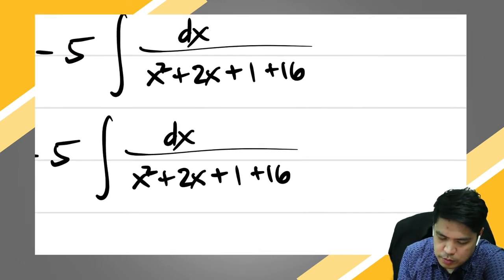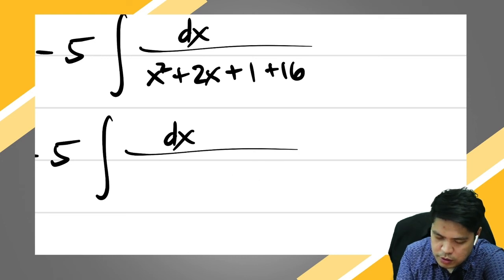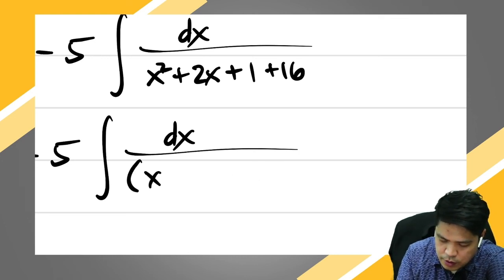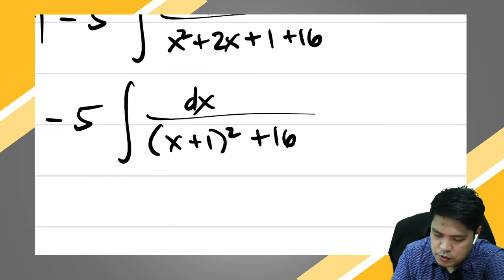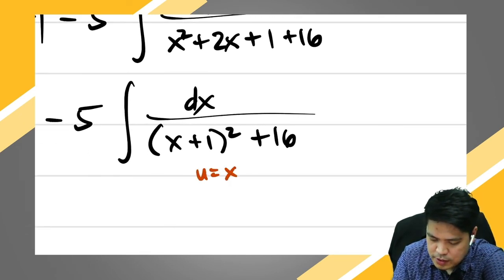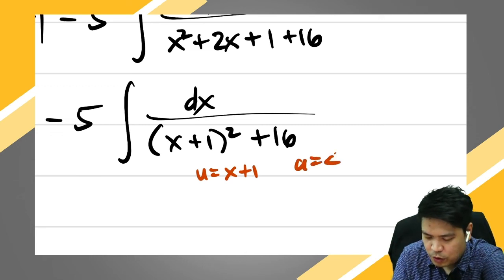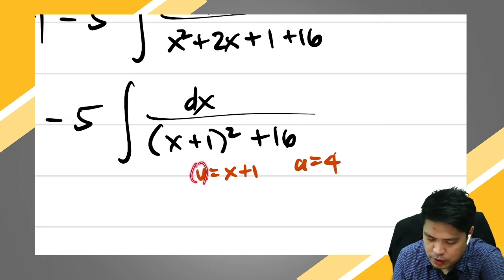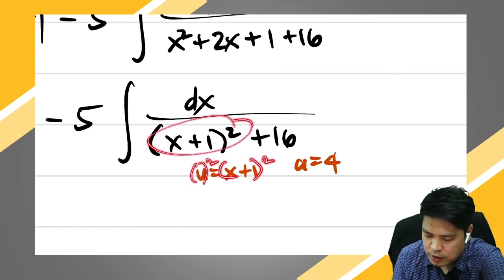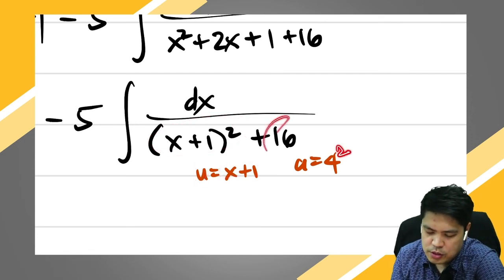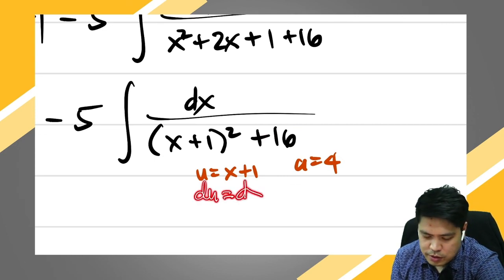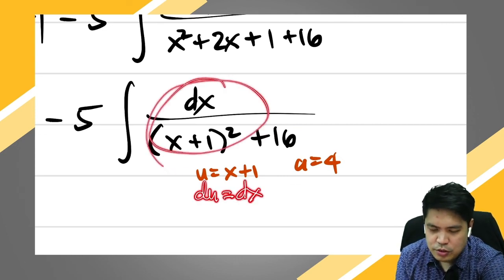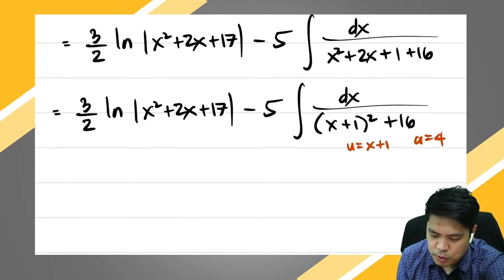Okay, but here, eto na, this is now in the form x plus 1 squared plus 16. And obviously here, u is x plus 1 and a is 4, right? Because u squared is equal to this and 4 squared or a squared is equal to 16. And the derivative of u is just dx. So, sakto na, wala tayong i-manipulate dyan.